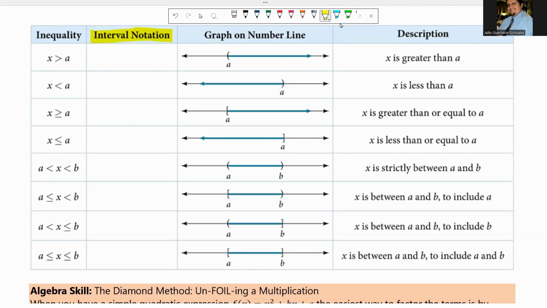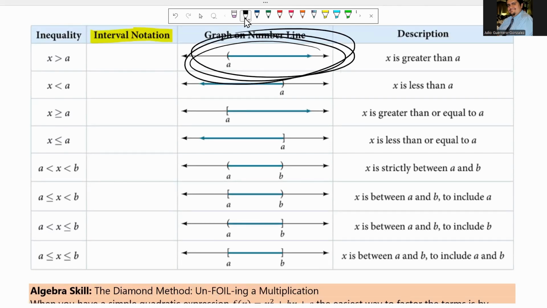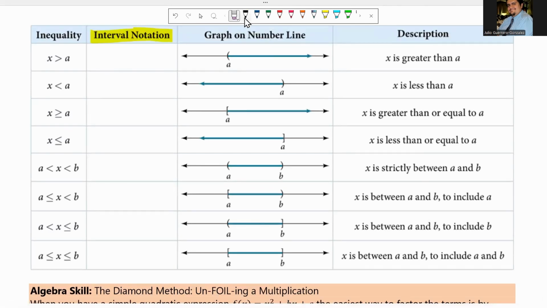So I've got 4 columns here: the description, the inequality, what it looks like on the number line, and then the actual word description of it. And what I'm going to do is fill in that second column with what the interval notation would look like. So the first one, suppose that x is greater than a. We know that it looks like this right here, but how do we represent it in interval notation, in the most simple, compact way possible? The way that we do that is this: a, comma, infinity.